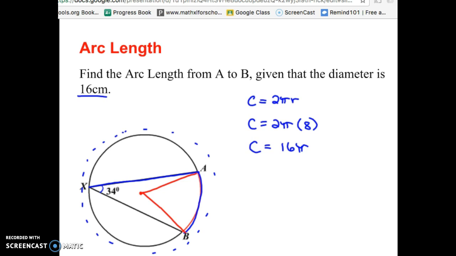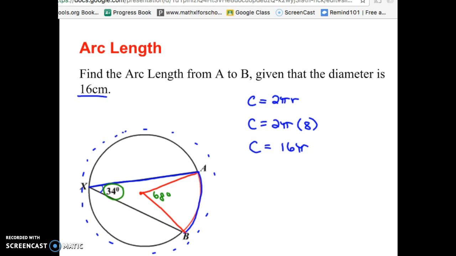Okay, in order to find that, if you remember before, this tells you this angle is 34 degrees right here. Okay, what that means is the arc across from it, the arc's angle should be double that, which is 68 degrees. So you know the central angle is actually 68 degrees.